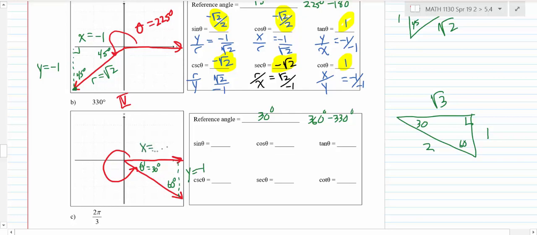The x value is positive square root of 3. X is positive if you're moving to the right. And then r is going to be 2. So from there, you can figure these things out real easily then, okay?